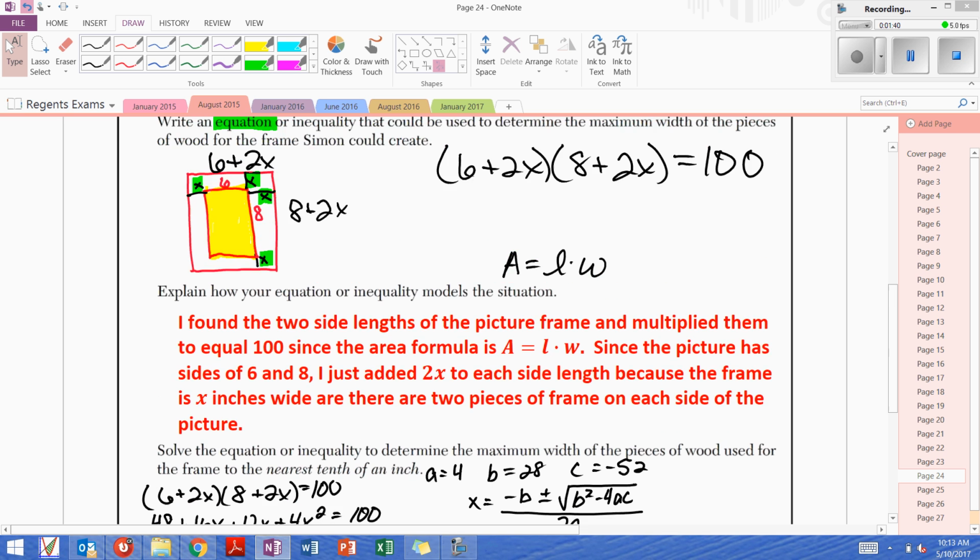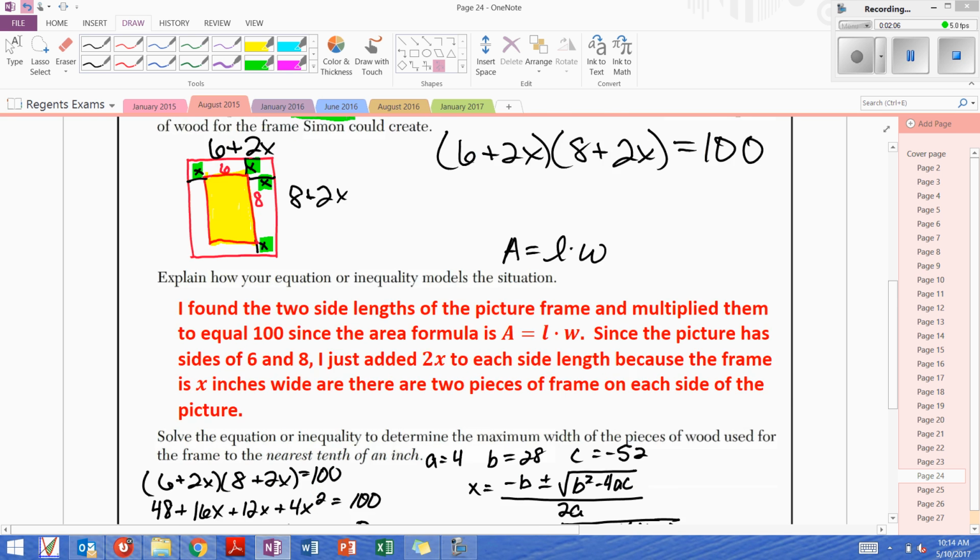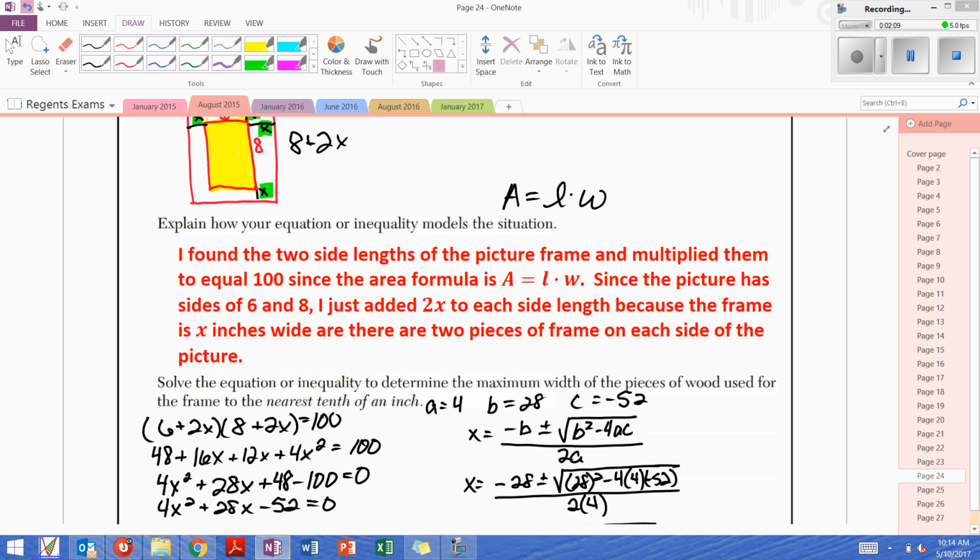So down below here, how did we get an equation or inequality? You could have also had an inequality because it said maximum. We could also have put a less than or equal to symbol here in its place, but it gave us the option to either pick the equation or inequality. So I'm going to go with the equation based on what I need to do down below so it doesn't get too confusing. So everything that I just explained, I just wrote out in words down below here. Just make sure that your explanation is thorough enough. You just want to talk about where the length came from, where the width came from, and why you put it into the formula, area equals length times width.